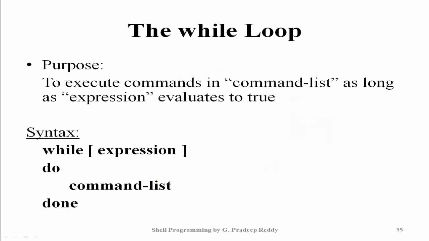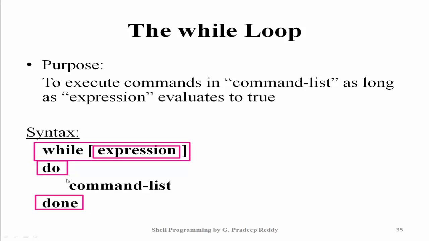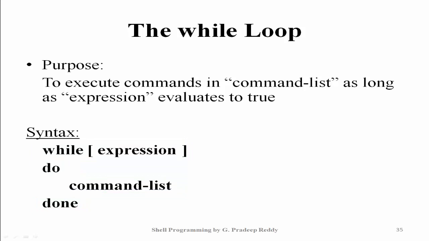The first one is the while loop. Here you are going to specify while followed by an expression. The expression might be a specific condition which you want to check, and then it is going to perform the actions. Do is ended with done. Here you can specify the command list or shell commands which you want to run.